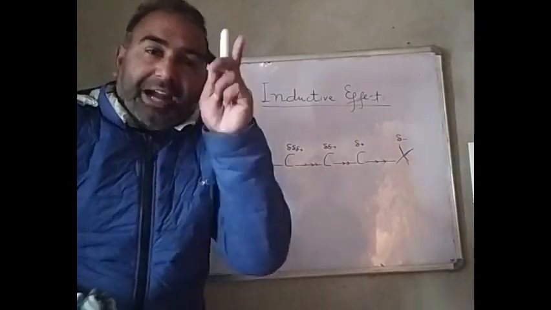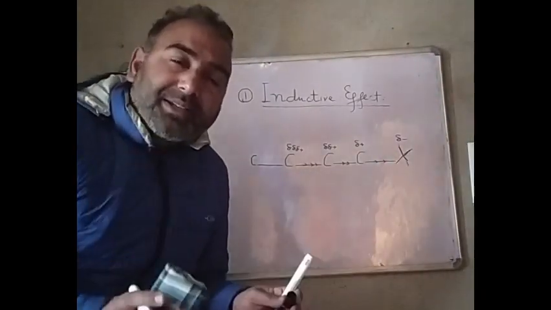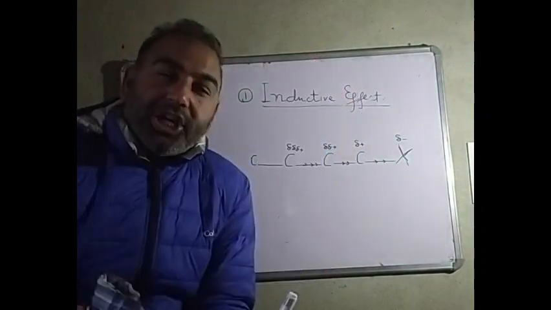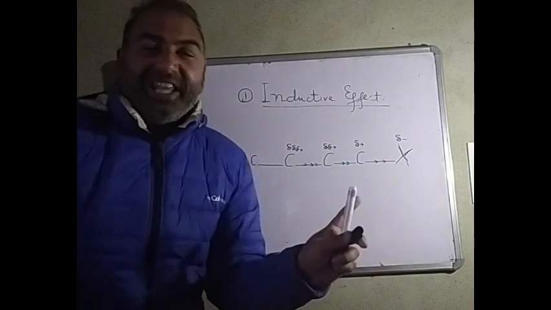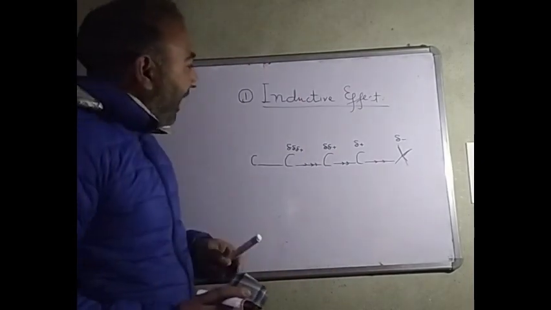But one more thing I will tell you. These electrons get displaced, but still they remain in the valence shell of the atom. Electrons do not leave the valence shell. Mind it. So this thing is called inductive effect.